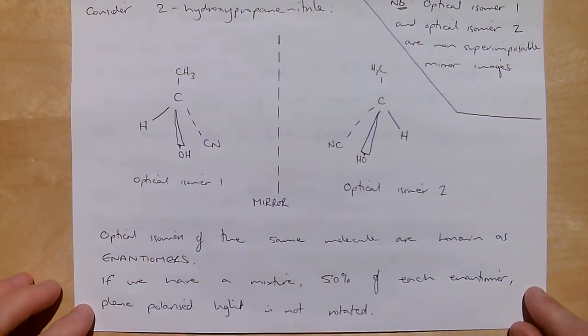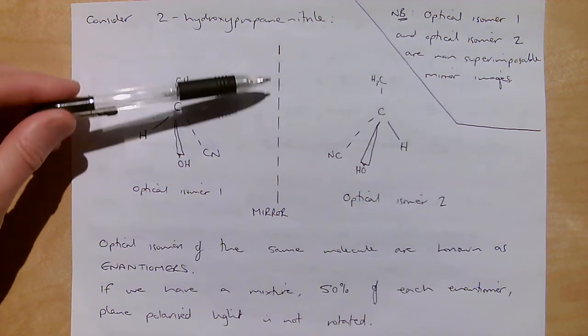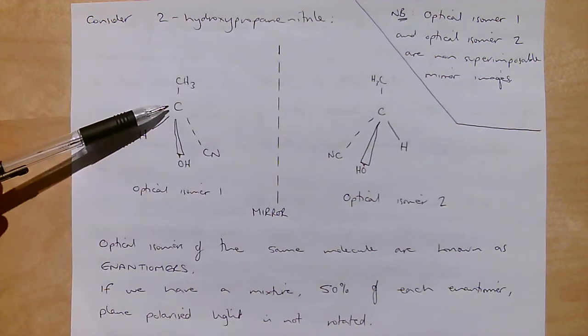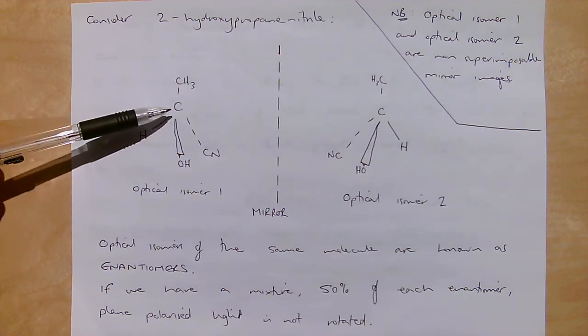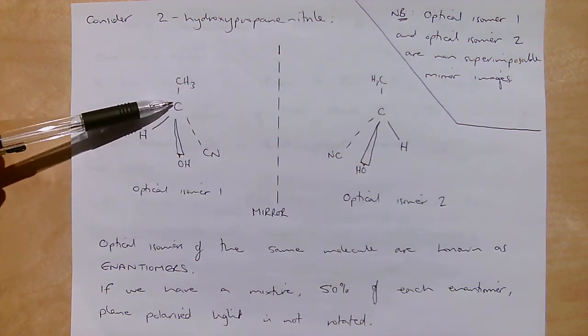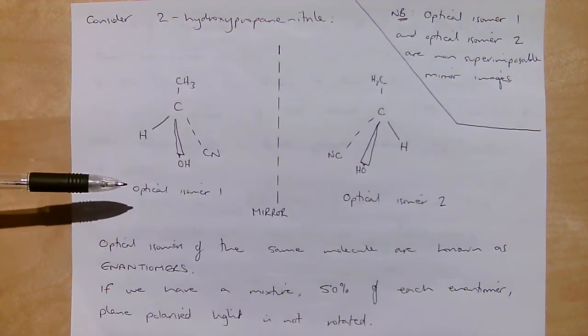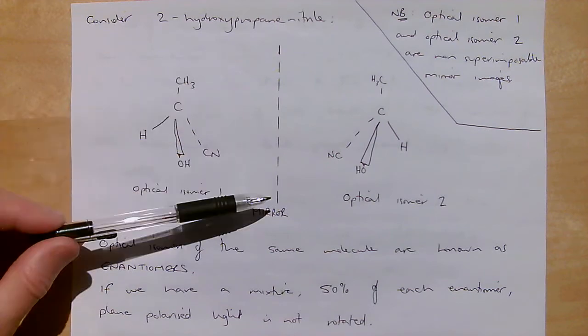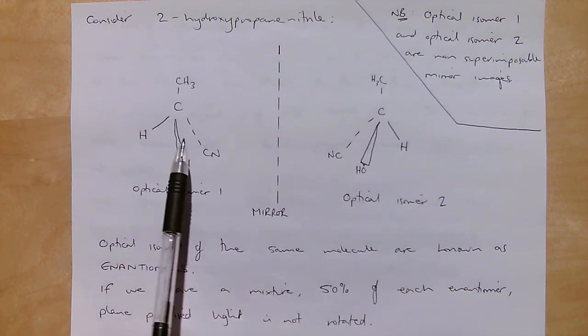Okay, so let's look at the 2-hydroxypropane nitrile in a little bit more detail. This is a mirror here. There's my carbon, so this is my 2-hydroxypropane nitrile. That's my chiral carbon that's got 1, 2, 3, 4 different groups around it. The enantiomer of that, the optically active isomer of that, is a mirror image of that.